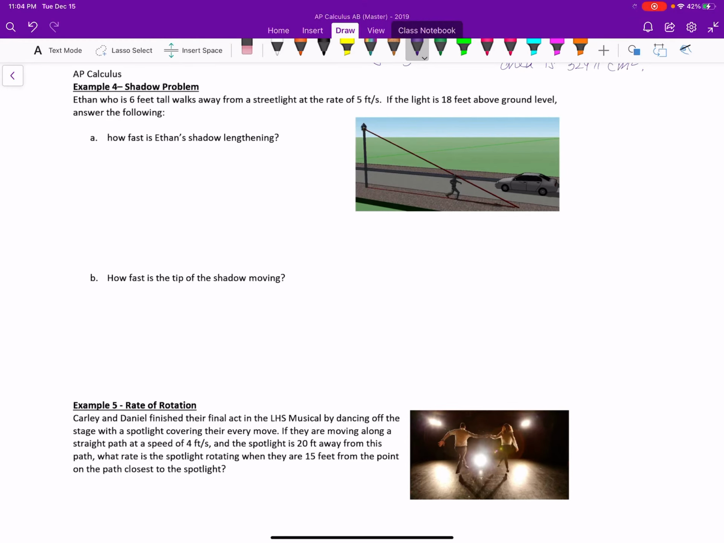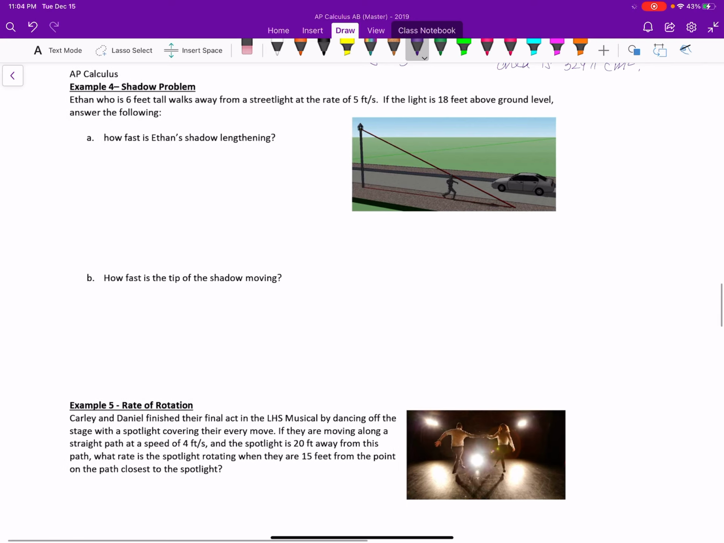Example 4, the shadow problem. Ethan, who's 6 feet tall, walks away from a street light at a rate of 5 feet per second. If the light is 18 feet above ground level, answer the following question. Now, I can tell you this. I see this quite often, especially in the multiple choice on the AP exam. So it's definitely worthwhile doing.